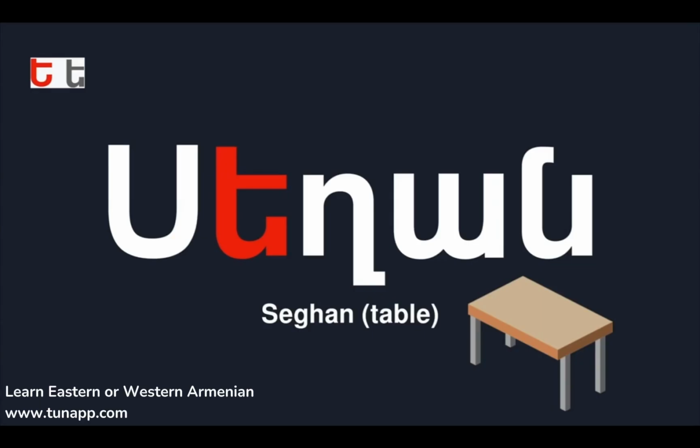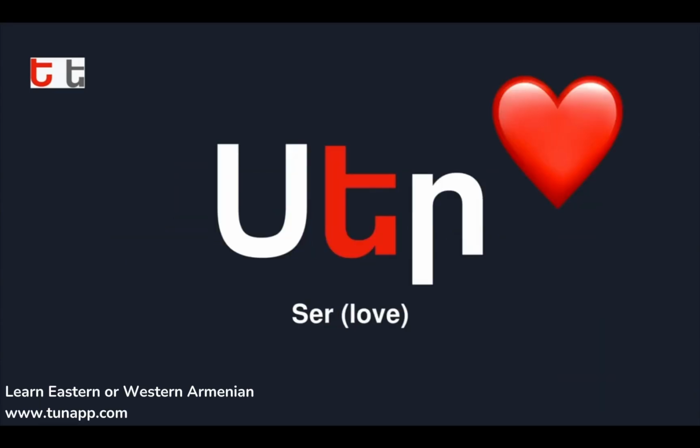We also use e in sechan, or table. We can recognize the s right at the beginning. The second letter is e, sechan. Because this letter is found in the middle of the word, it's pronounced e and not ye. Because if we were to say siyechan, it would be a bit difficult to wrap our mouths around. Sechan, e. And ser, meaning love. S, e, r.